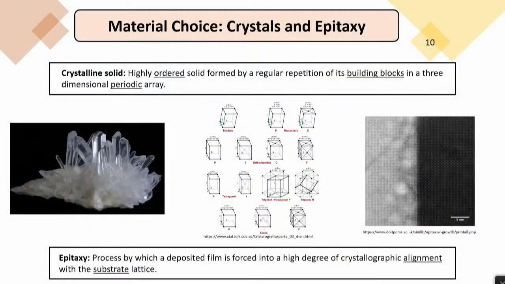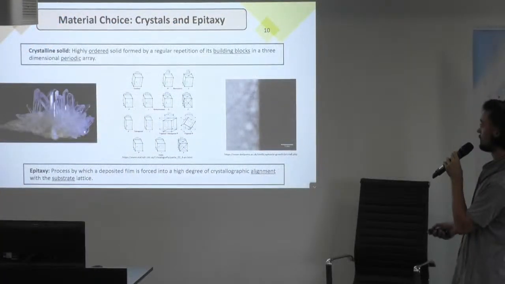Okay. So until now I haven't talked about what a crystal is. Some of you might know, but it's very important for the next part of the presentation. As I've written here, a crystalline solid is a highly ordered solid formed by a regular repetition of its building blocks in a three-dimensional periodic array. This being periodic is very important. If it's not periodic, it's not a crystal.